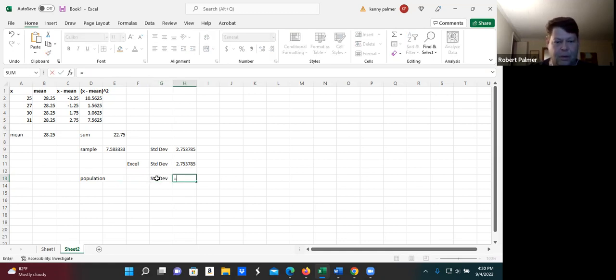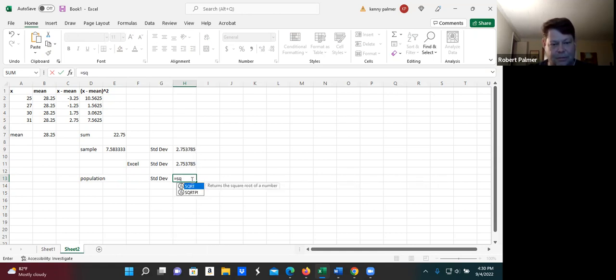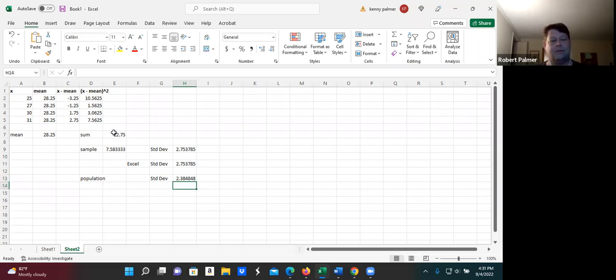It's going to be the sum, I'll do it all together. SQRT, then I can do this number, the sum, divided by 4, and close the parenthesis. And we see that since we're dividing by a larger number, that would be about 2.38.